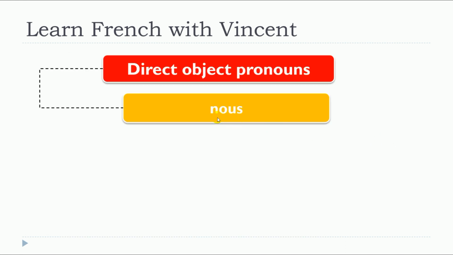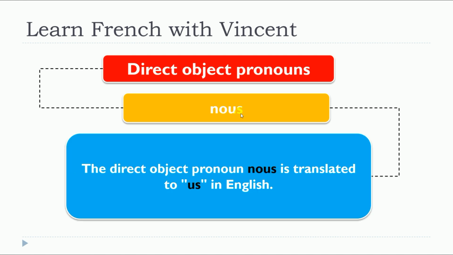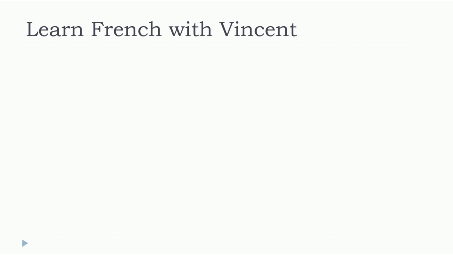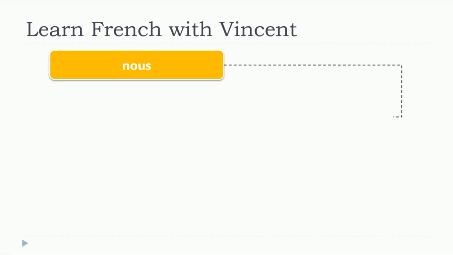So in this lesson, we'll concentrate on nous, and the direct object pronoun nous is translated to us in English. Remember, nous can cover masculin, féminin, and it's plural. C'est pluriel. Masculin, féminin, pluriel. So we'll have 4 examples.